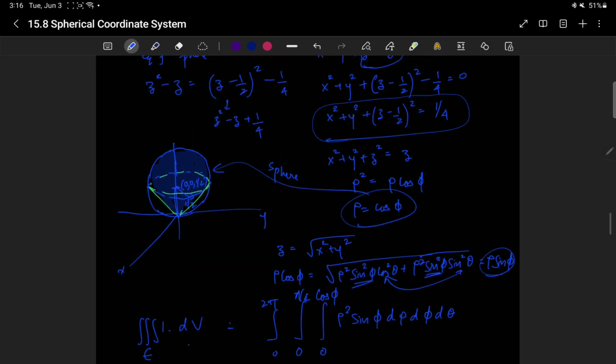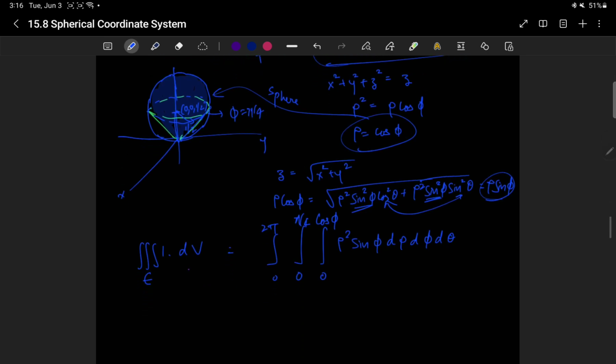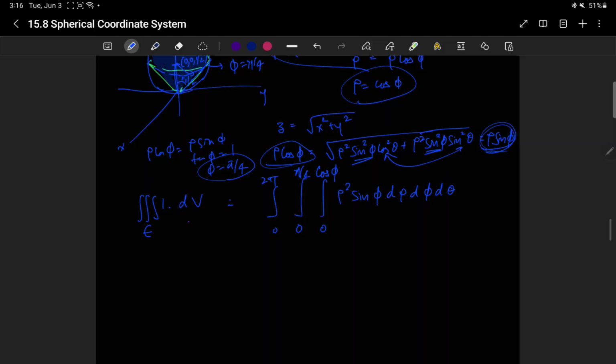Why is it pi over 4? It's pi over 4 because the cone is described at phi equals pi over 4, because the equation is rho cosine phi equals rho sine phi, or tan phi equals 1, which gives phi is pi over 4 in the first quadrant. So that gives us that particular result.